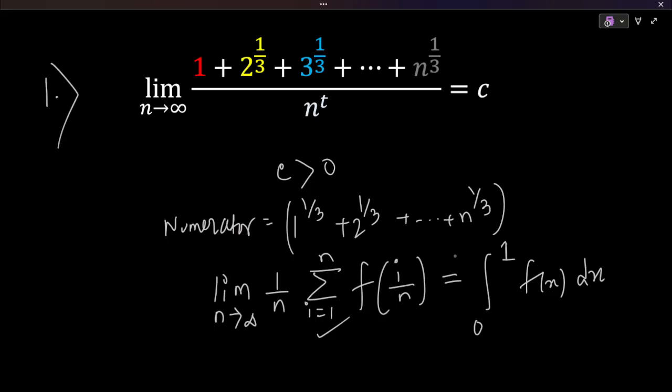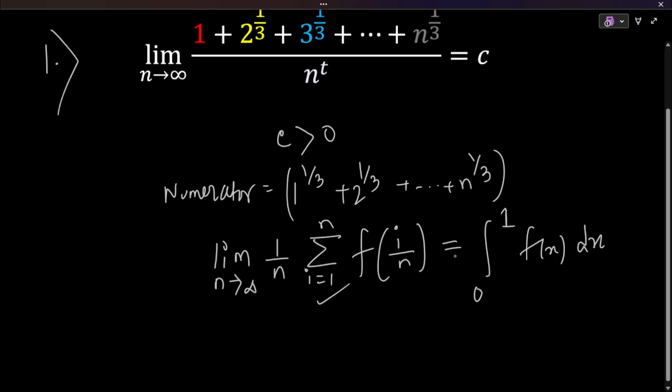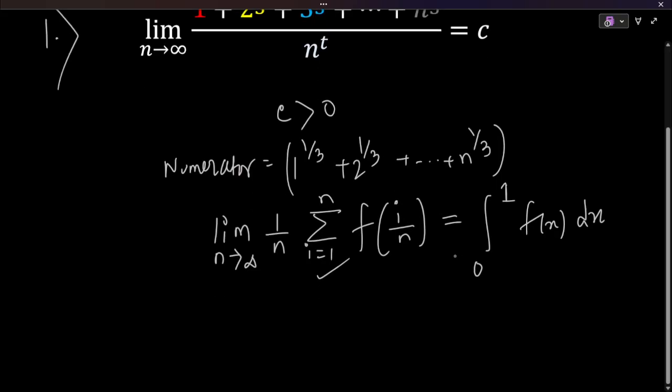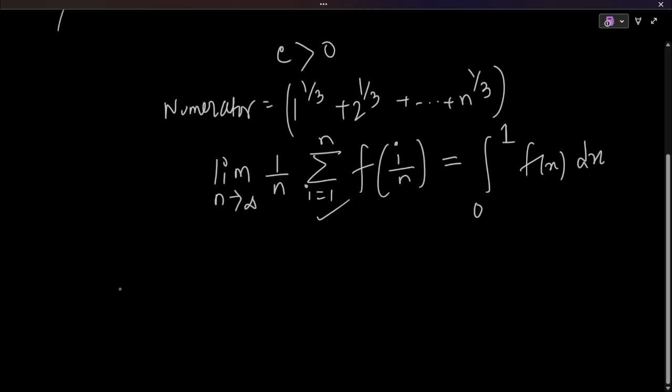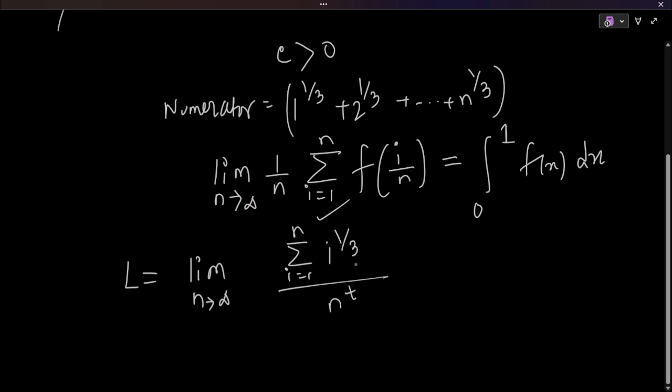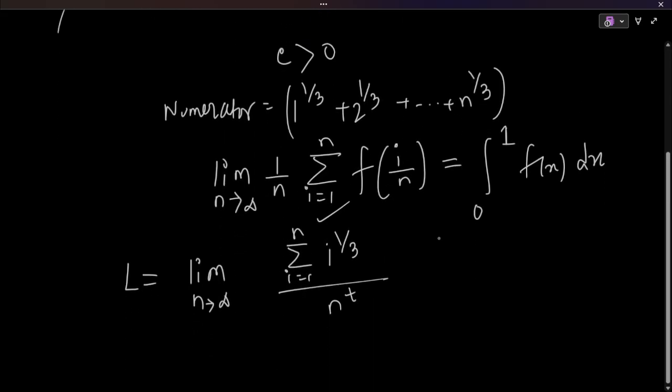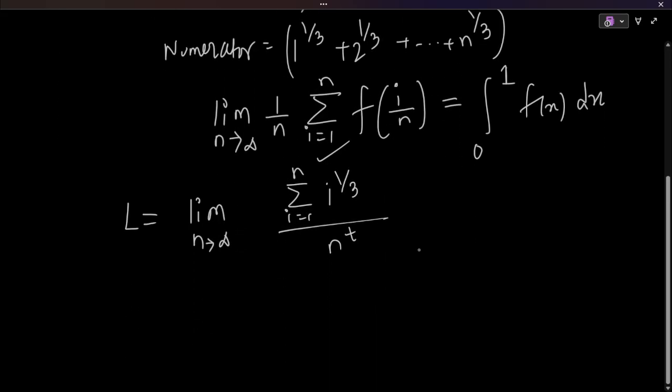Now, in order for this to work, we will first try to do some adjustments so that we can convert it into that form. Your first instinct should be to write it in summation form. So we can write it as summation i equals 1 to n, i to the power 1 by 3 divided by n to the power t. Let's just work with the limit, and we do not really want to indulge with c right now. Whatever value comes, we will consider that as c. So the value of the whole limit is c, right?